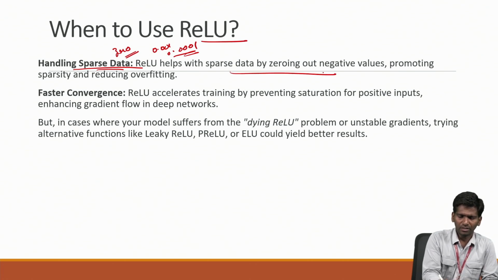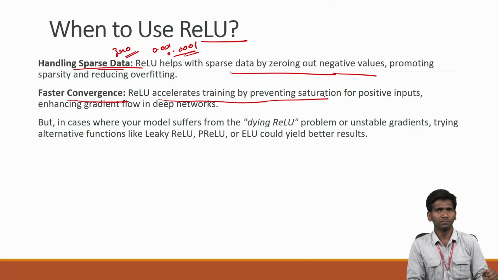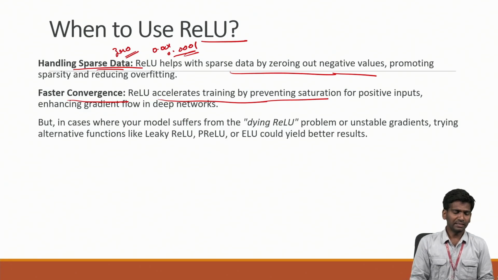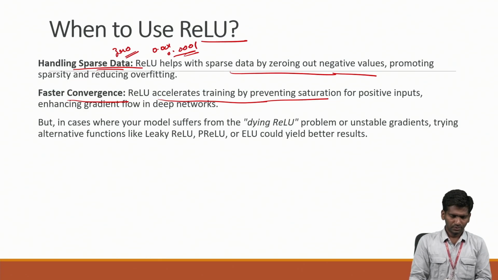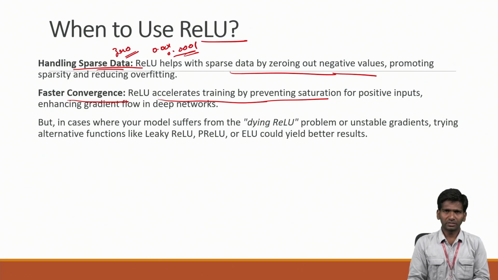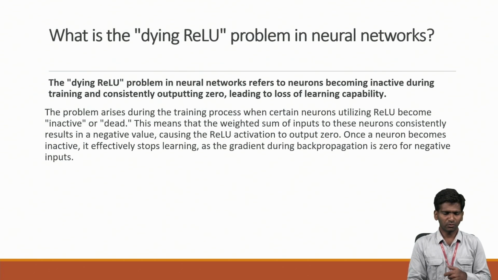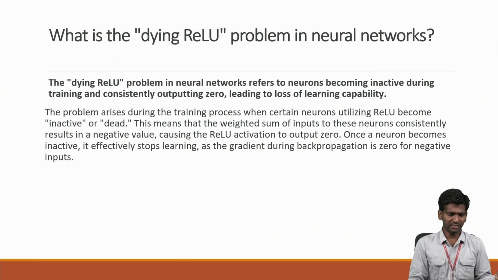By zeroing out negative values, negative values can also be zeroed. So faster convergence. ReLU helps us in faster convergence. ReLU accelerates training by preventing saturation, so there will be no saturation, and indirectly there is faster convergence. So that is when to use ReLU. On the whole, we can say that ReLU overcomes the vanishing gradient problem.